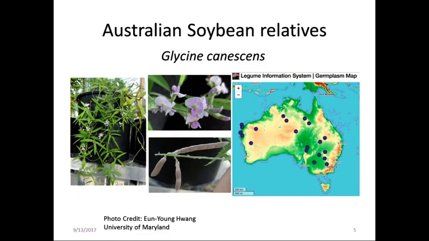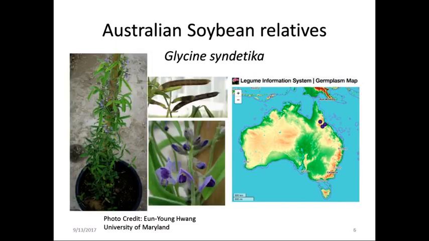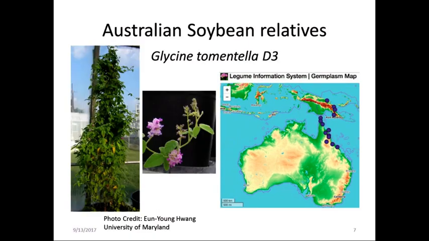And these Australian relatives are very unique. They're very different, and they come from many places throughout Australia. You can see how the pod structure is different, the flower, and even the unique leaf structure and how they're very viney. And of course, we have worked with several more. Syndetika, again, has a very different structure. And then Tomentella, you can see, has this really cool kind of bunched up flower structure. So it's a unique thing to work with.